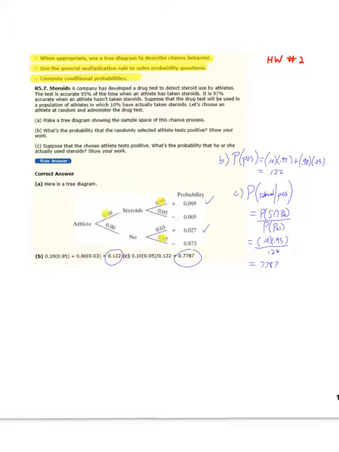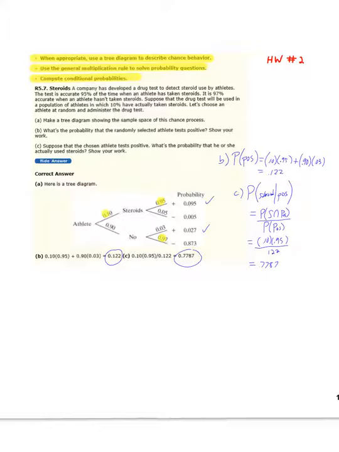First problem in the homework is number 7, and the purpose here is to look at a medical drug test which is designed to detect steroid use by athletes. So we get this information that the test is accurate 95% of the time when an athlete has taken steroids, and it's 97% accurate when they haven't. Suppose the drug test is going to be used in a population in which 10% have taken steroids.